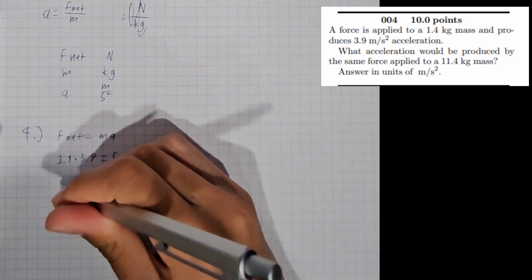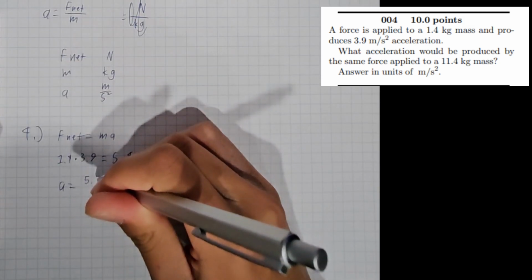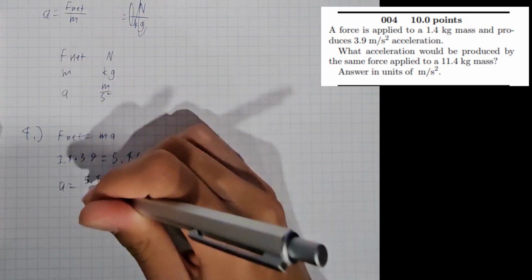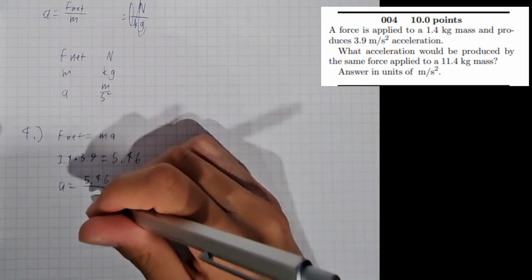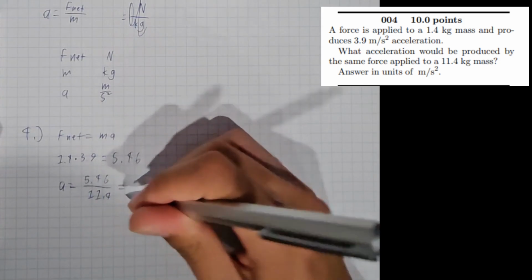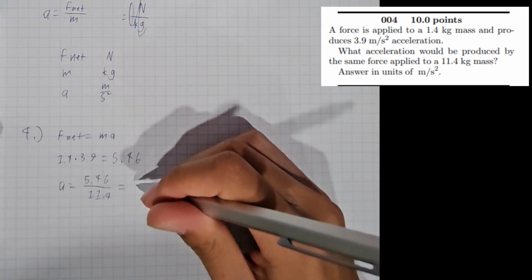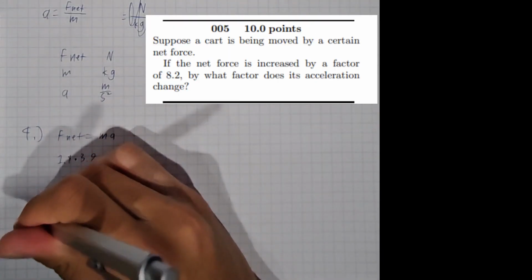And now that we know the force being applied here, we can apply it to the new mass. So we can say that acceleration equals 5.46 over the mass, which is 11.4, which gets me my answer of 0.48.